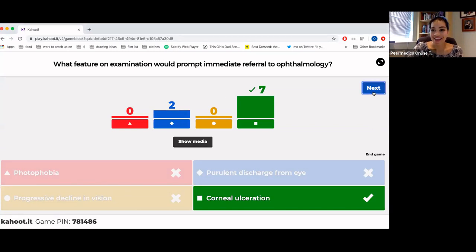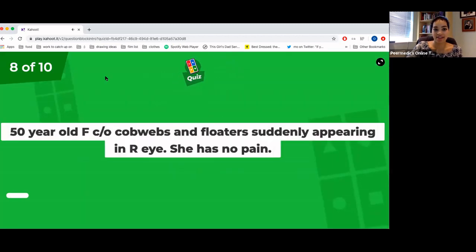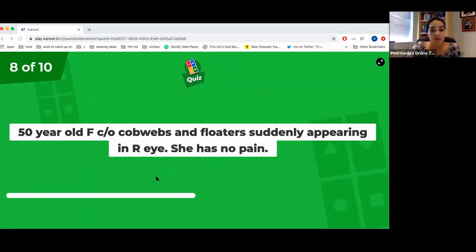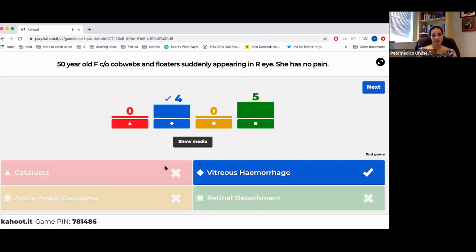And then, okay. This is a case: a 50-year-old who has cobwebs and floaters appearing in their right eye without any pain. Last few seconds there. So vitreous hemorrhage.